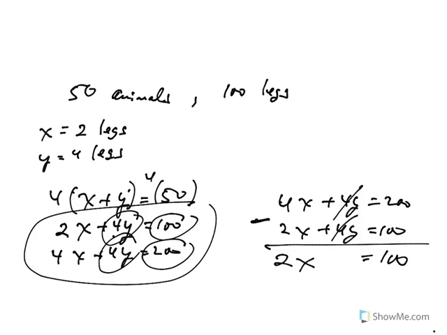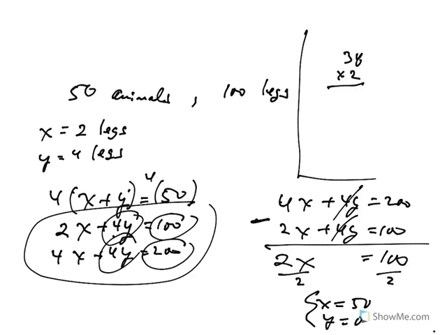Oh, well, I made a bad question, because this ends up just being x is 50, y equals 0. So that wasn't a very... of course, I have 100 legs. I had intended the answer to be 38 and 12. Let's see what went wrong there.